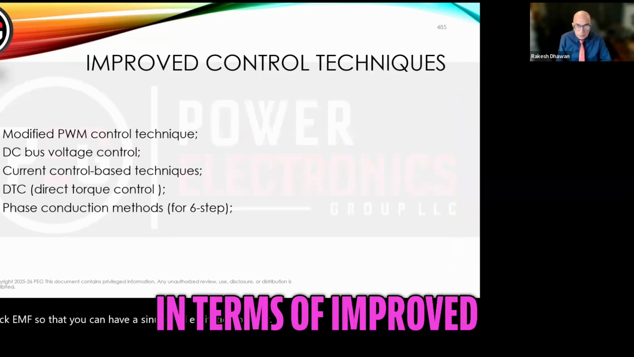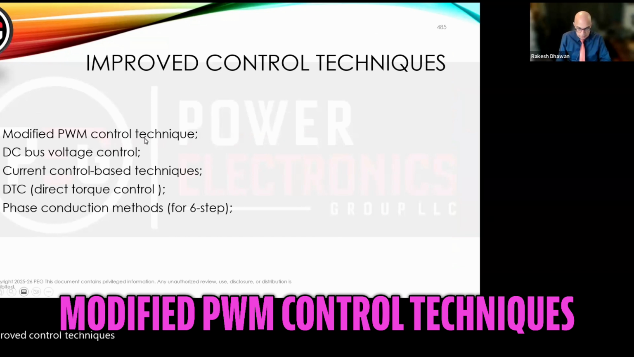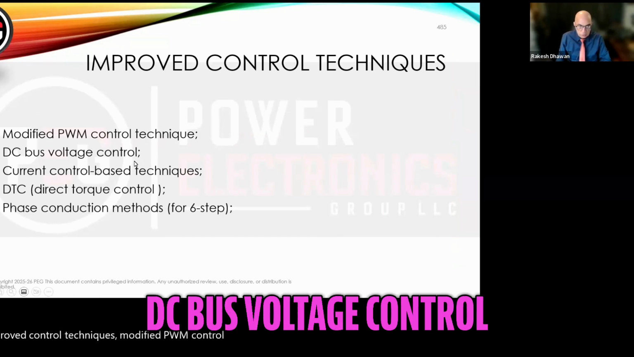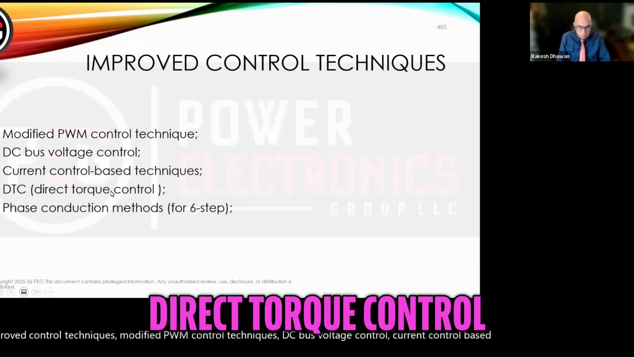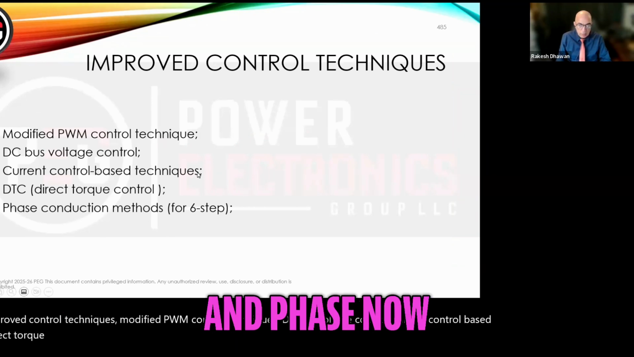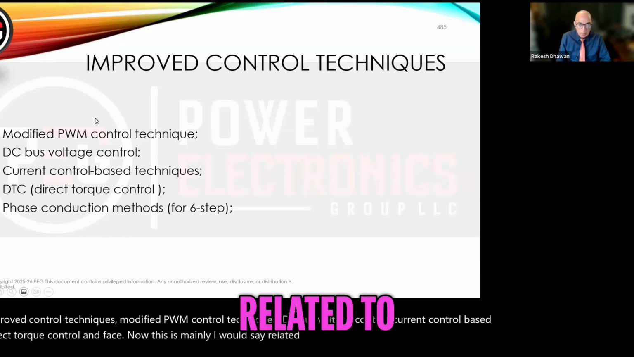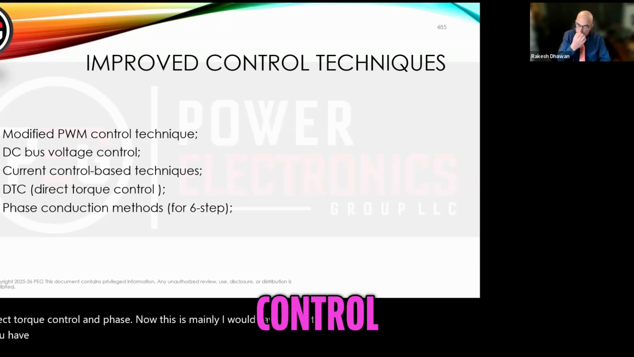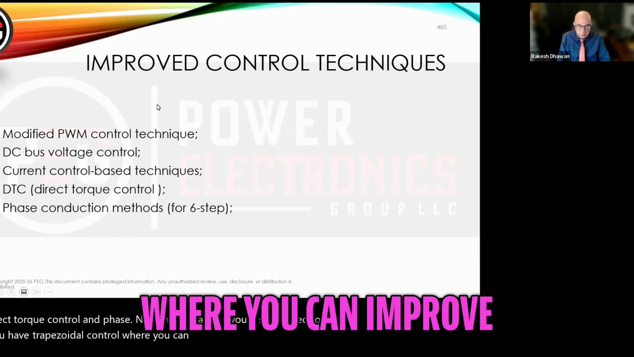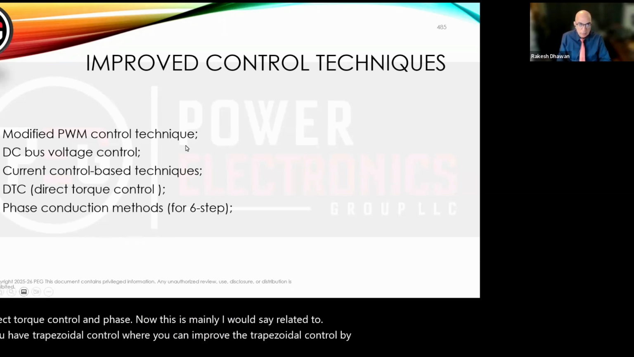In terms of improved control techniques, there are modified PWM control techniques, DC bus voltage control, current control based techniques, direct torque control, and phase control. Now, this is mainly, I would say, related to BLDC, where you have trapezoidal control, where you can improve the trapezoidal control by using some of these techniques.